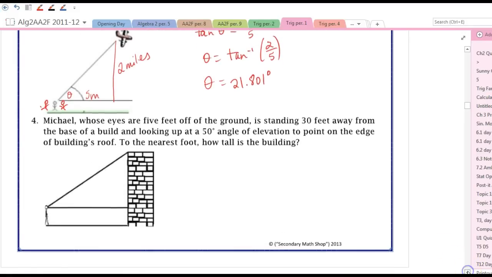Alright, then we got Michael, okay, whose eyes are 5 feet off the ground. Alright, notice that Mikey's foot is doing much better. He's not wearing his boot, okay?